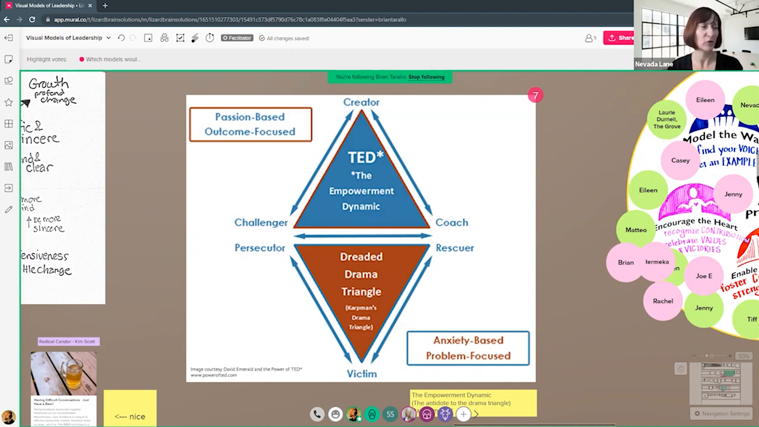And the conscious leadership group is really great about saying, the first step is to say, where are you? Are you above the line or below the line? To recognize that, and then to say, are you willing to move? Because sometimes we're in victim mode, we're just not ready to move out of there yet. So that's the second question before we try to push ourselves over into the empowerment dynamic, the top of the triangle.